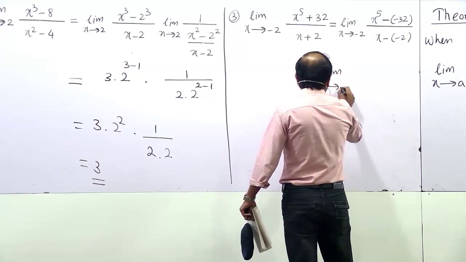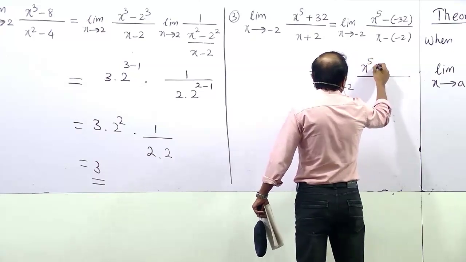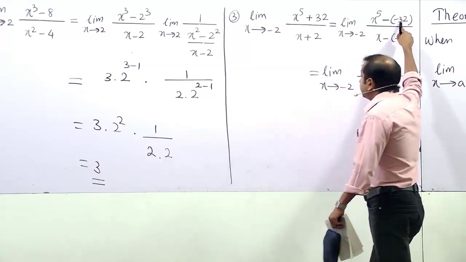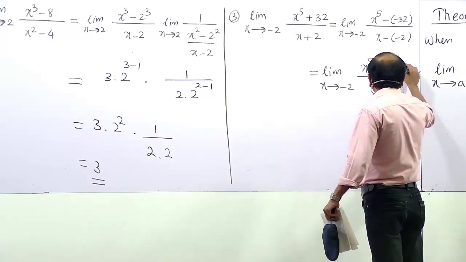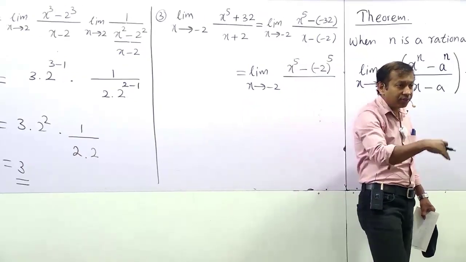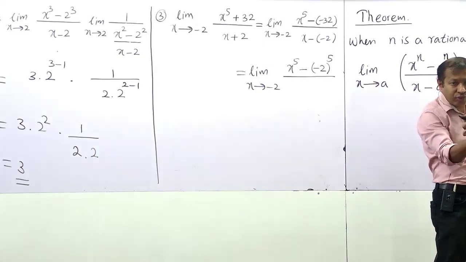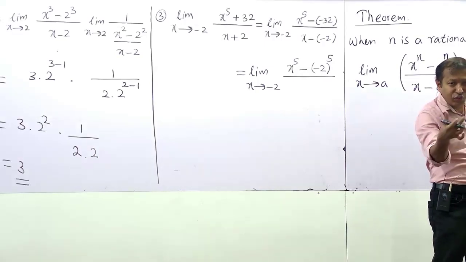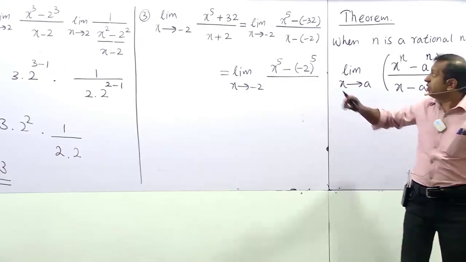Limit x approaches minus 2, x to the power 5 minus. This minus 32, we can write minus 2 to the power 5. Multiply minus 2 five times and take the answer. We write minus 2 five times and we multiply. Minus sign when you multiply 5 times, answer is minus. 2 to the power 5 is 32. This is coming, no?